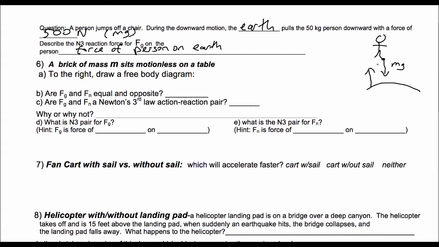It's upward, and if this is 500 newtons, this magnitude is also 500 newtons. The Earth is actually accelerating up, albeit a very, very small acceleration when you fall. It's the force of the person on the Earth. In this case, we're just talking about gravity. You pull the Earth up while the Earth pulls you down. So those two forces are equal and in opposite directions, again, on two different objects.